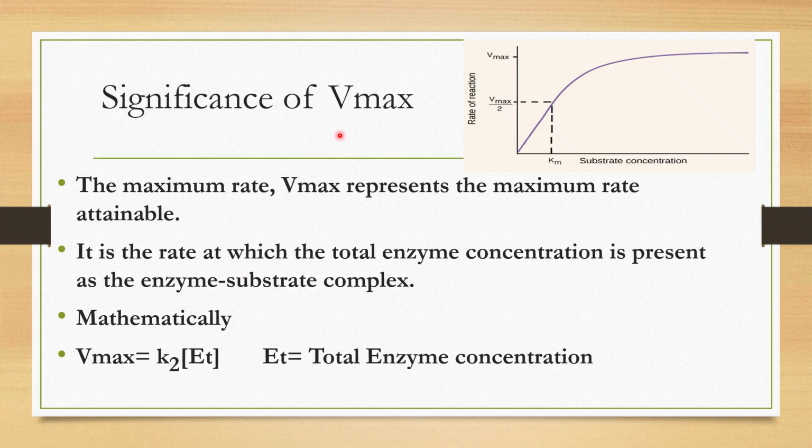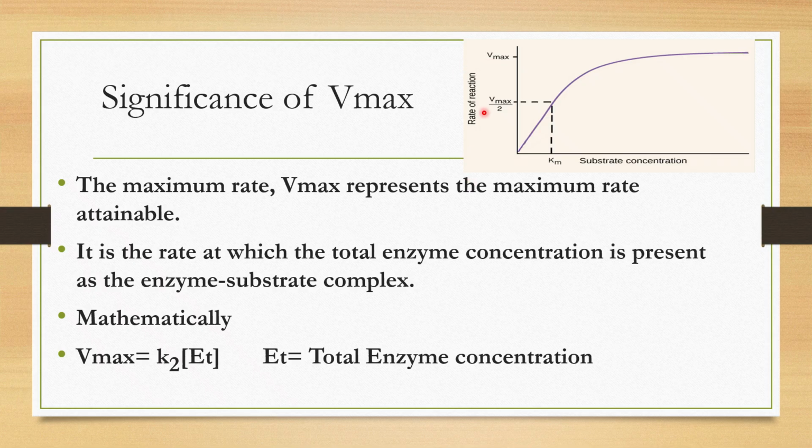Now, significance of Vmax. Vmax represents the maximum rate attained. It is the rate at which all the enzyme is present in the form of enzyme substrate complex. Mathematically, Vmax is equal to K2 into ET. K2 is the rate constant, and ET is the total enzyme concentration. So Vmax is the maximum rate.